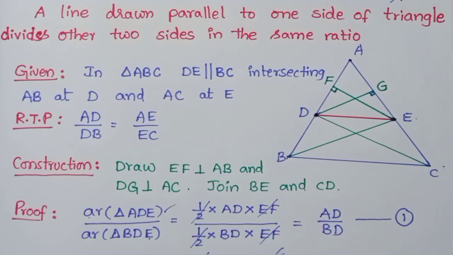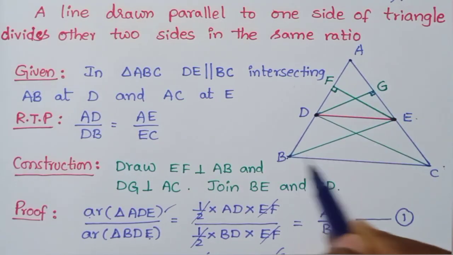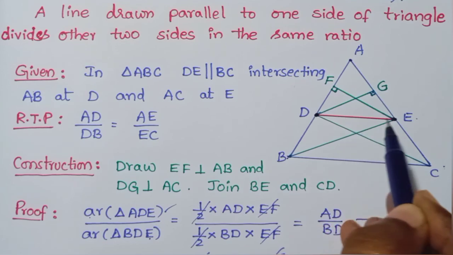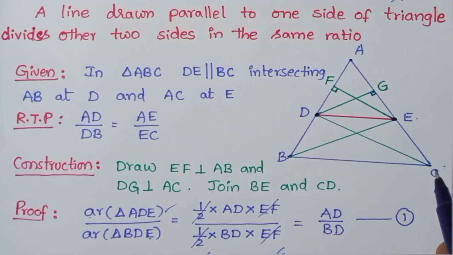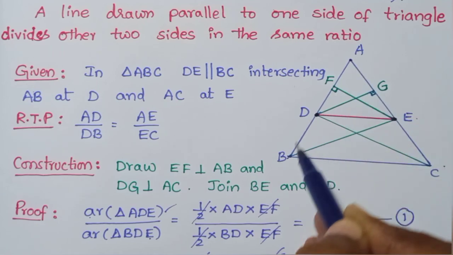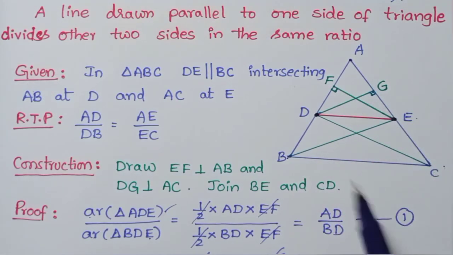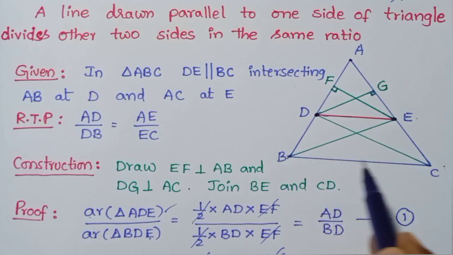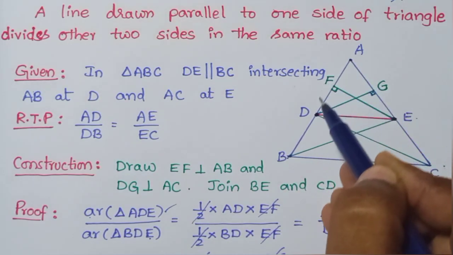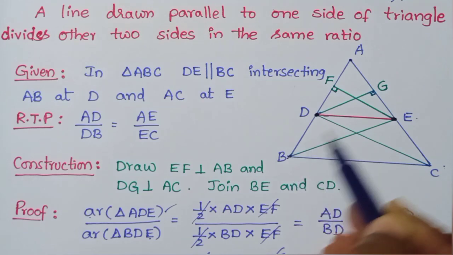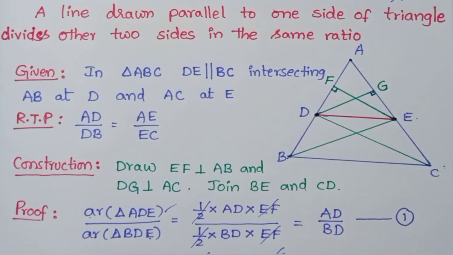This is a very important theorem in solving many problems in exercise 8.1. So dear students, understand, in any triangle, if a line is drawn parallel to one side of the triangle, it divides the other two sides in the same ratio. Here DE is parallel to BC. So AD by DB is equal to AE by EC. This is called the basic proportionality theorem or Thales theorem.